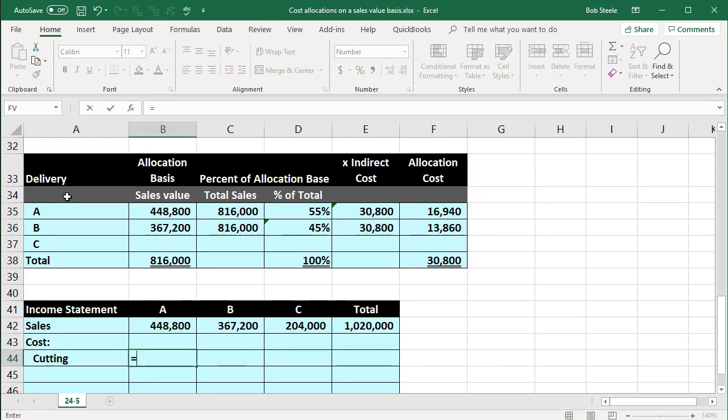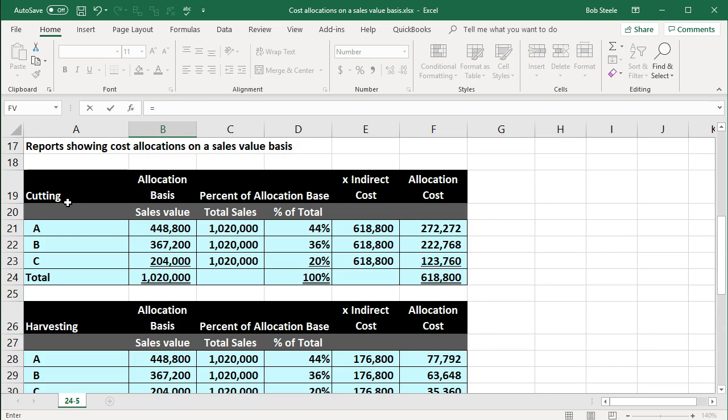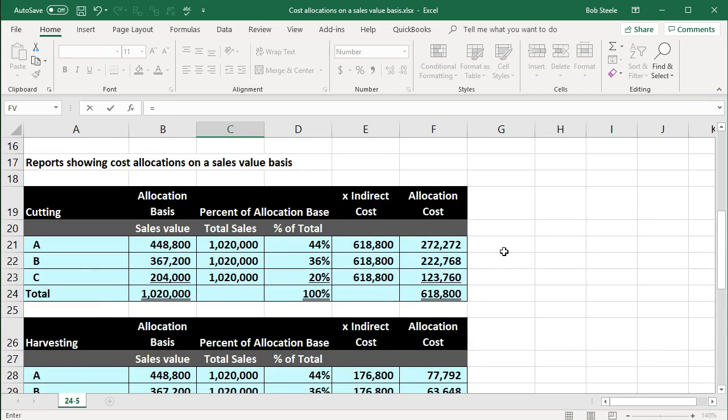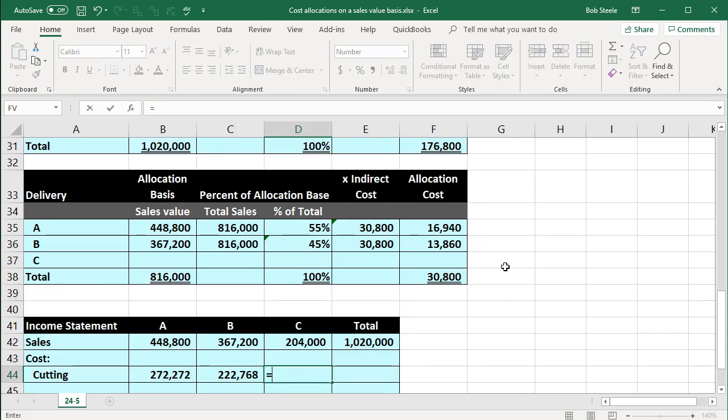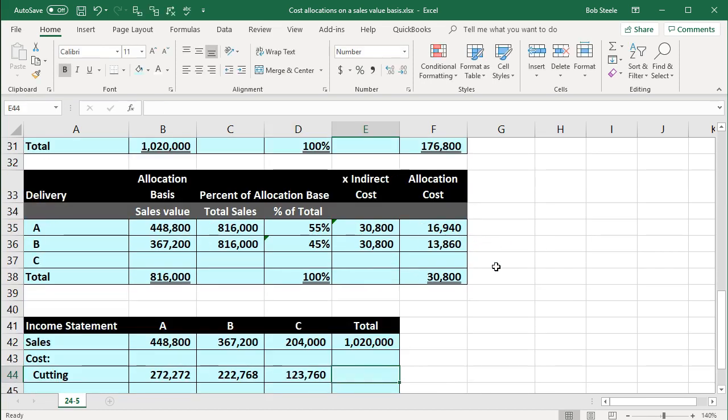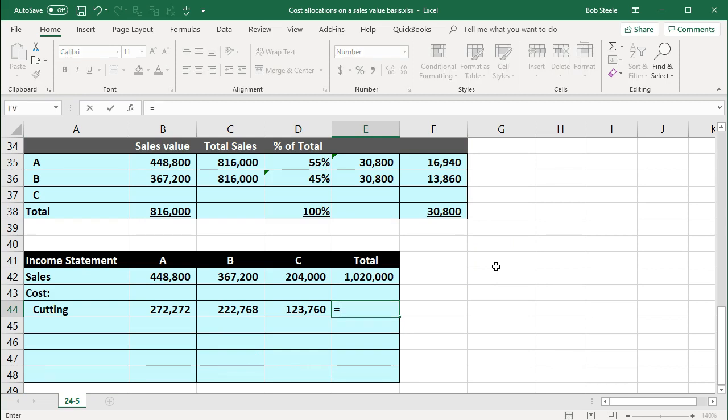And then for A, if we go back up to cutting, we broke them out in this allocation, ABC, ABC. So we'll say 272,272. And then the next item is for B, for cutting. It's going to be the 222,768. And then C for cutting is going to be the 123,760. And then if we sum those up, that's going to be the 618,800.